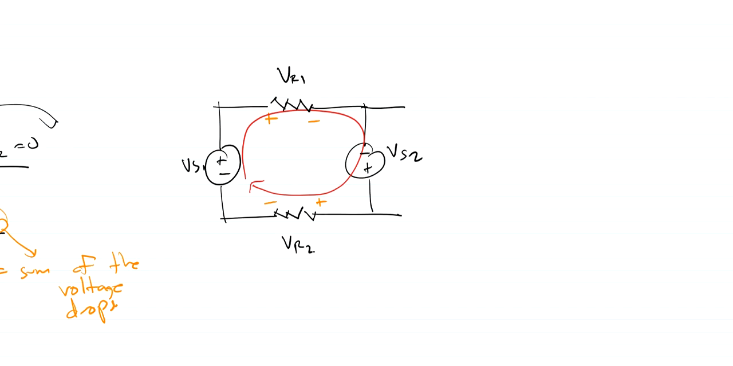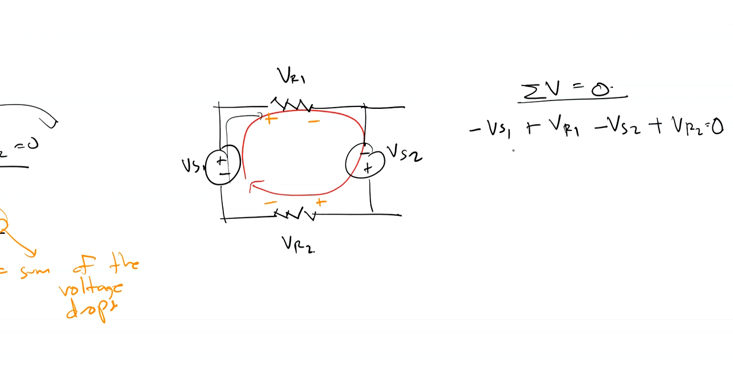Right, so if we write the expression, starting from this, that's going to be negative VS1, plus VR1, and minus VS2, plus VR2. Right, so this is a voltage drop is equal to 0. So the summation of voltages along a loop is 0.